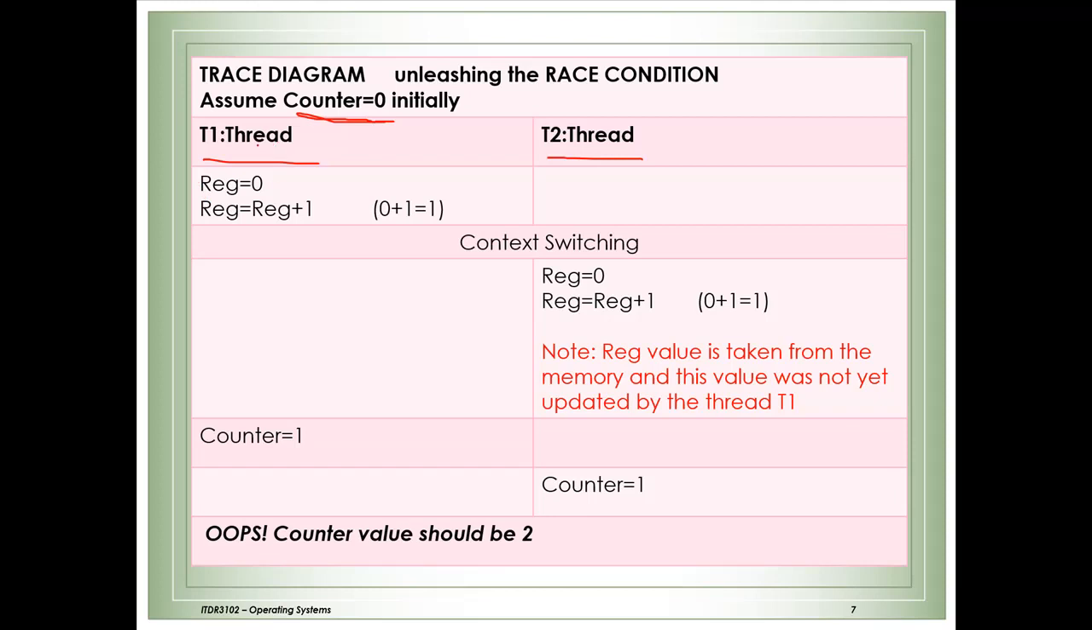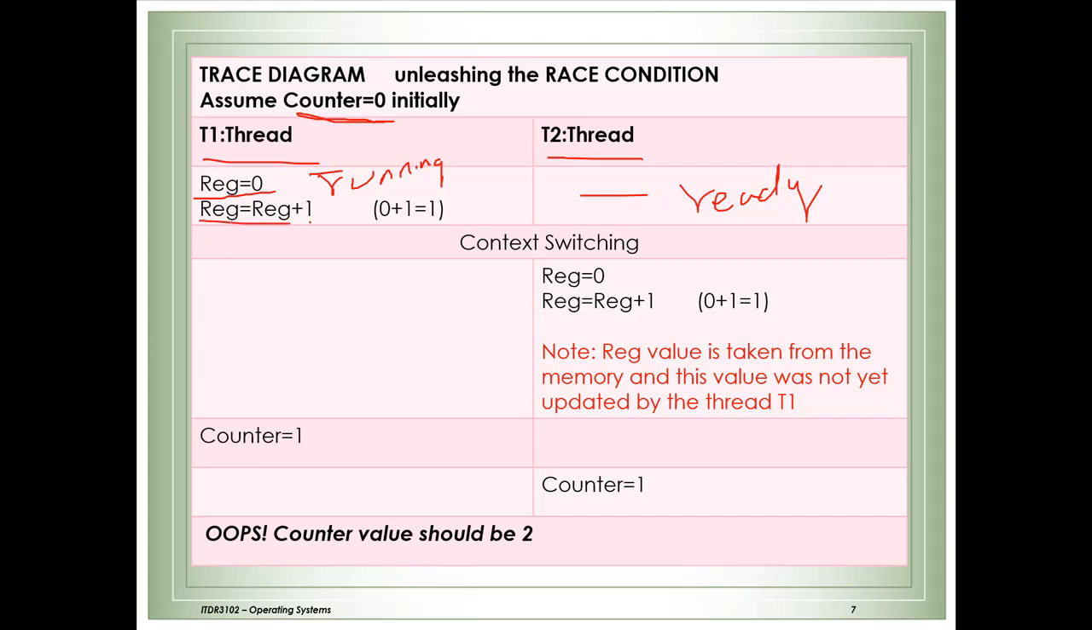So let us assume the thread T1 is getting the CPU first and T2 is in the ready queue. T1 is running now. When it is running, it wants to perform the counter plus plus operation. You know, it is split into 3 operations at the CPU level. First is the load operation, that is the counter value is loaded into the register. So register is equal to counter value, that is 0.